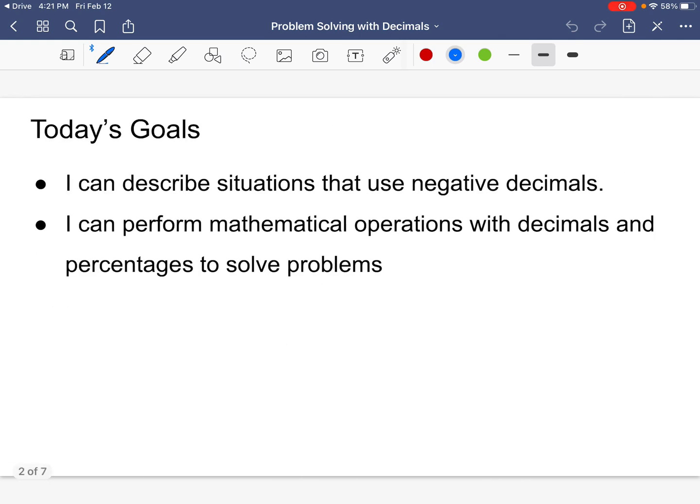The goals of today's lesson are that you can describe some situations that use negative decimals and that you can perform mathematical operations with decimals and percentages to solve problems.